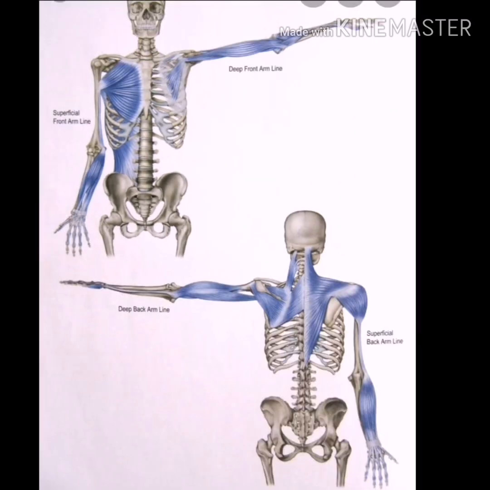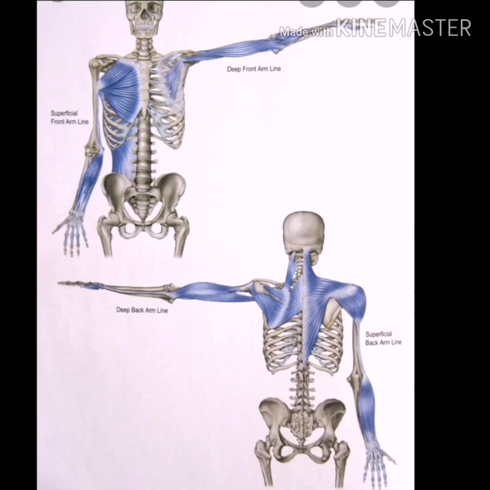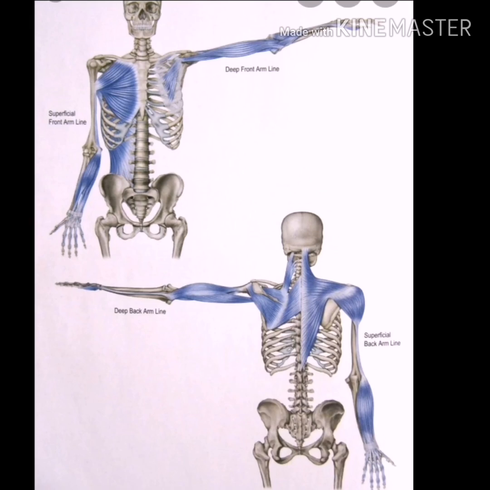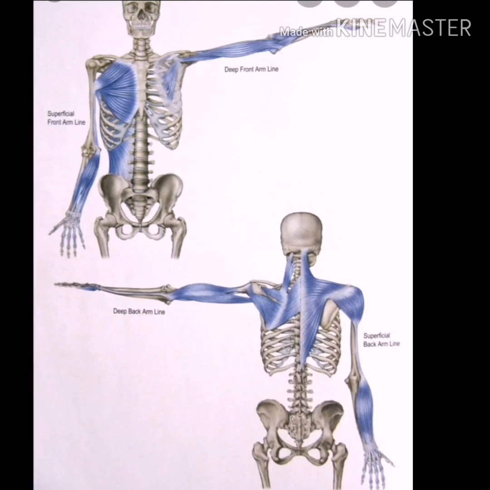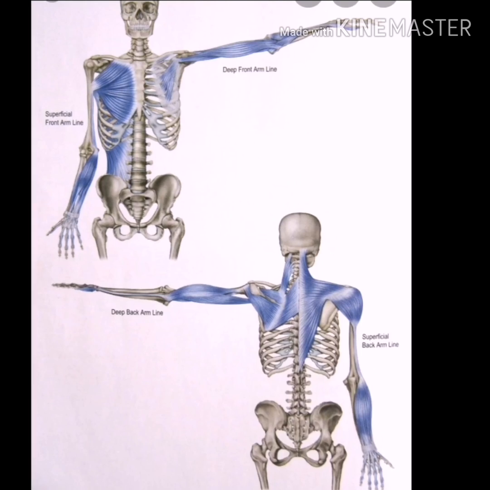Arm lines. This category of fascia consists of 4 lines. The deep front arm line runs from the tip of the thumb up the lateral arm, across the shoulder, and attaches around the nipple. The superficial front arm line runs from the tips of the fingers on the palm side, travels up to the medial elbow, up the medial upper arm, across the medial shoulder, and attaches at the medial clavicle, sternum, and directly below the chest.